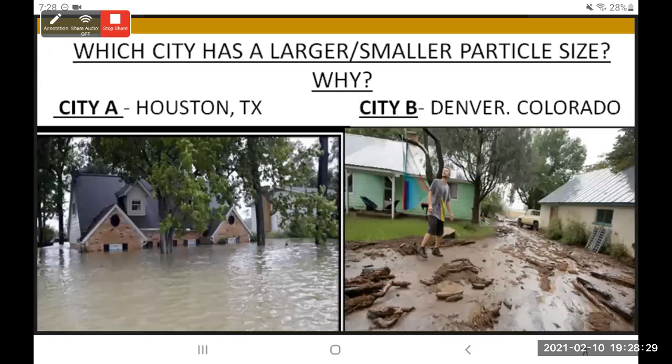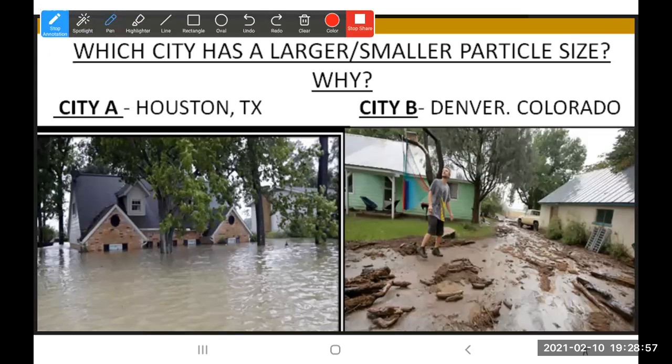So back to our guiding question. Which city has a smaller particle size, or smaller particle of the soil? Well, that would be the city that has more water above the ground. It's the city that has lowest porosity. It is the city that has the lowest permeability in the soil. And that city is going to be A or B. Well, let me just clarify which city is going to have smaller and larger.